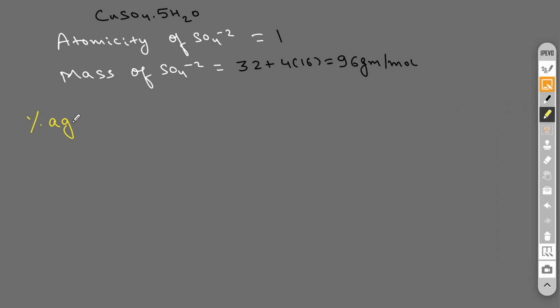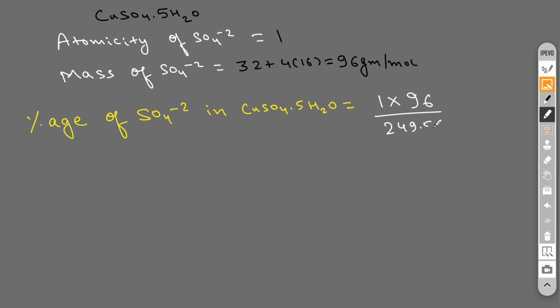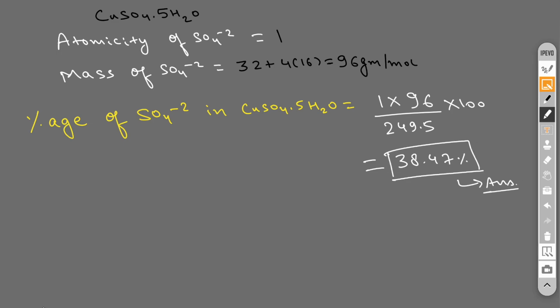Now we'll simply write the formula. Percentage of SO4 minus 2 in CuSO4.5H2O will be equal to atomicity, which is here 1, multiplied by mass of SO4 minus 2, which is 96, and the molecular mass of this whole compound is 249.5, multiplied by 100. On solving, it will come out to be 38.47%. This is the answer.